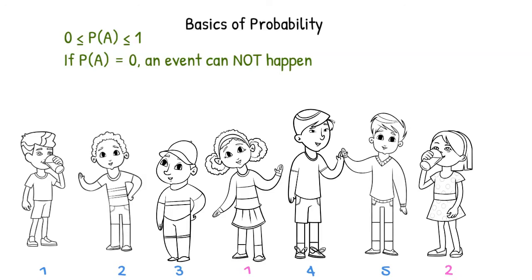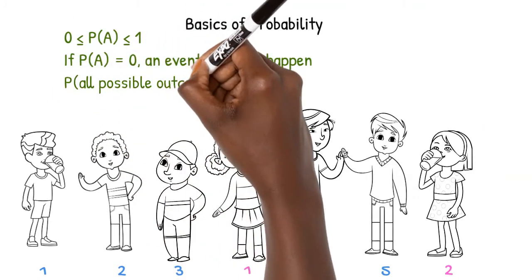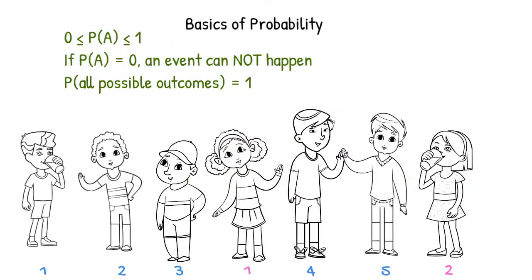The probability of all possible outcomes combined will always be equal to 1. So for example, since all the people in the room are children, the probability of picking a child if someone is chosen at random from the room is 1 whole.